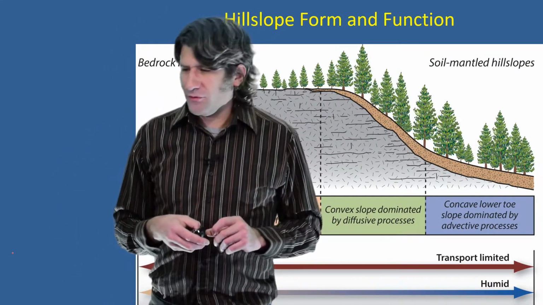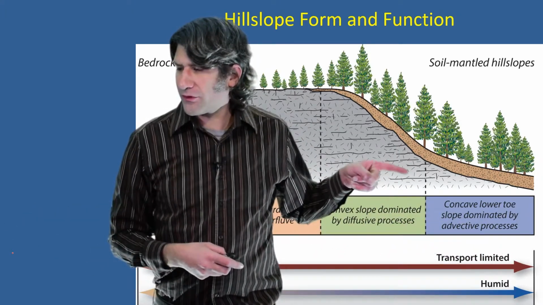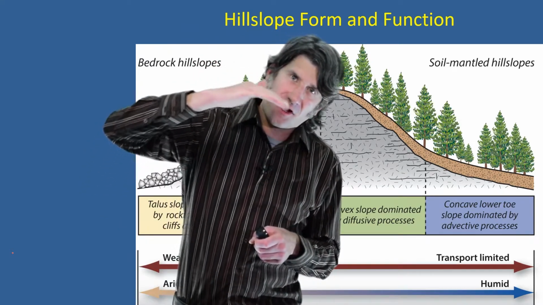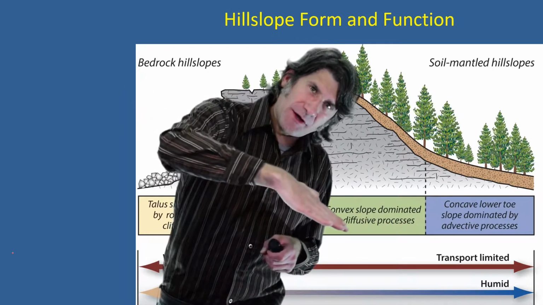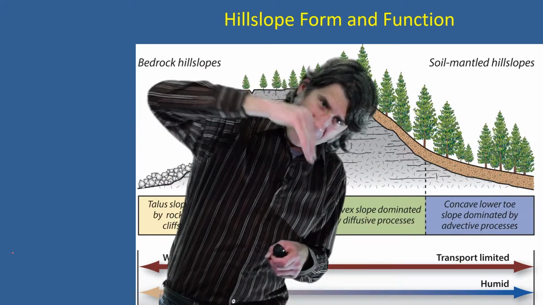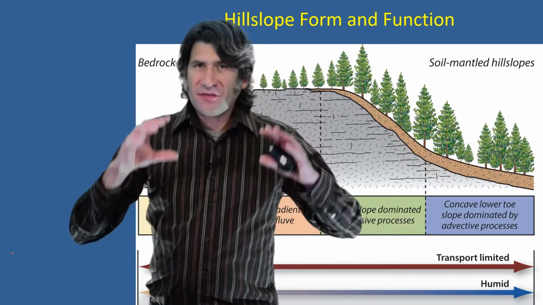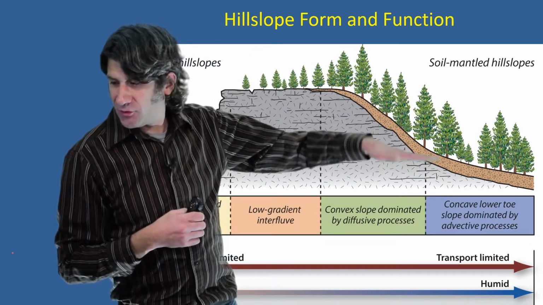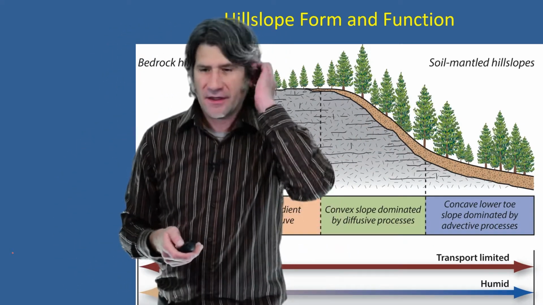Okay, as we move down to the bottom of these, we get what are called the lower toe slopes, or the concave part of the slope. So the top of the slope in humid regions, we call that the convex part of the slope. And then as we start to stack up sediment on the base of the slope, that slope gets more shallow, and we go from convex to concave. And at the bottom of the slope here, we end up with material that's accumulating and thickening on the bottom of the slope. Okay, excellent.